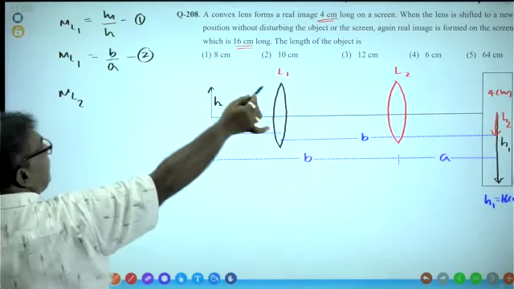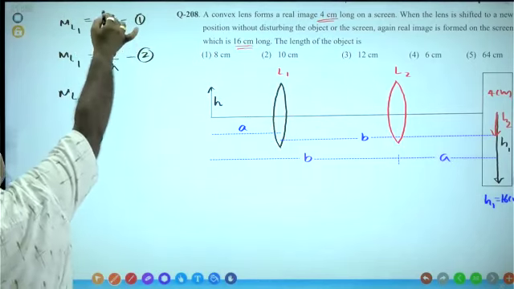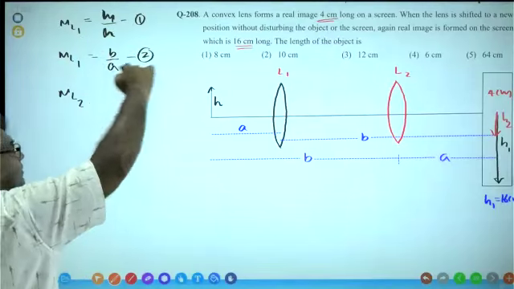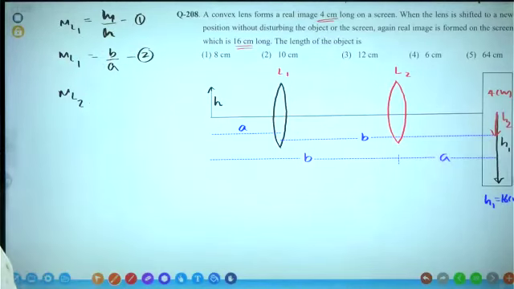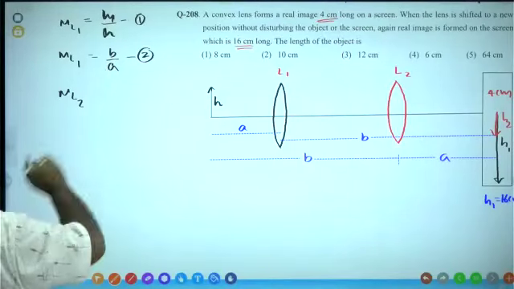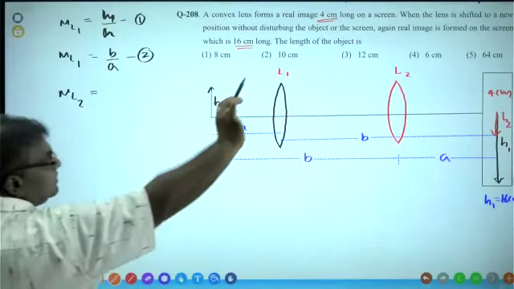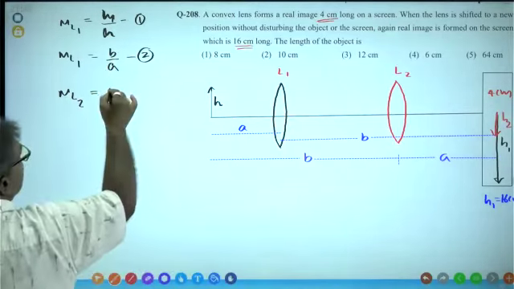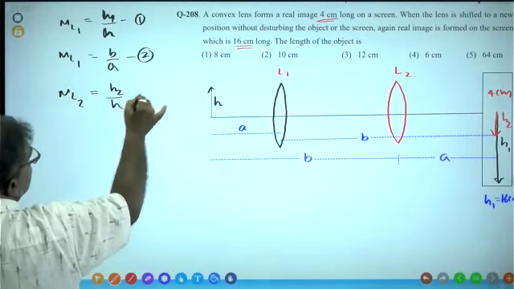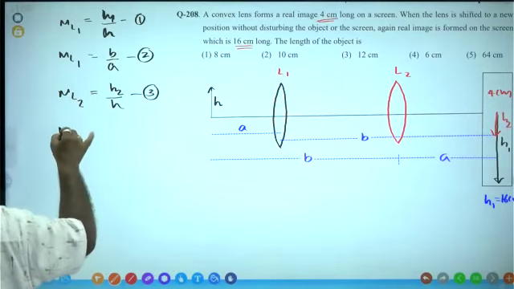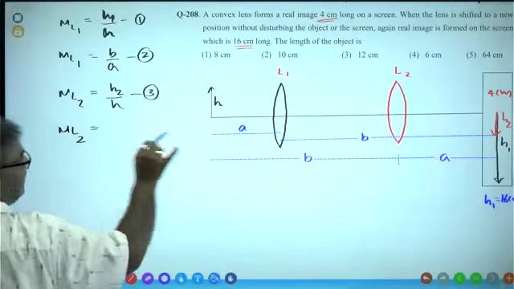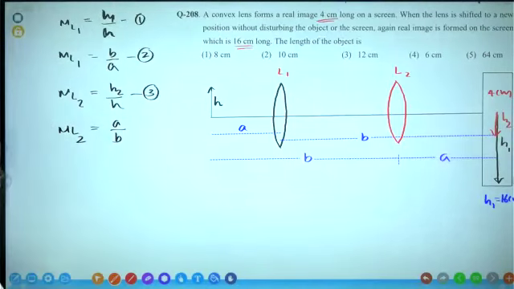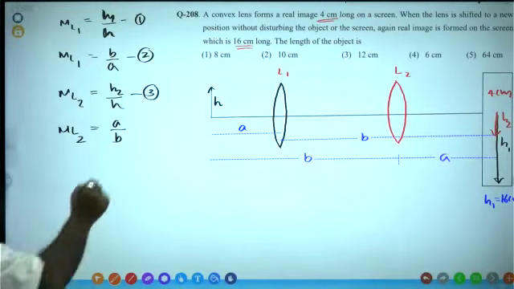Linear magnification at the L1 location is written by considering heights, H1 over H. And it is also written by using distances, objective distance B, image distance A. It is repeated for the second location of the lens, ML2: image height is H2, objective H, like this, third one. ML2 again we can say by using image distance A and objective distance B. Clear with that? Right, this is fourth one.